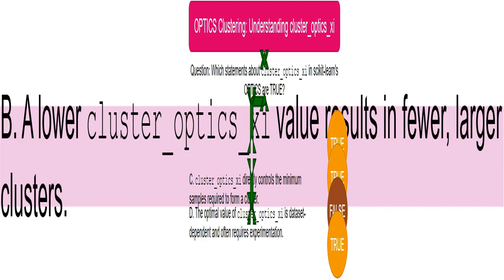This statement explores the opposite scenario. What happens when you decrease the value? It makes the algorithm more lenient, so points are more readily grouped together. It's like lowering the bar. This leads to fewer, but larger clusters.